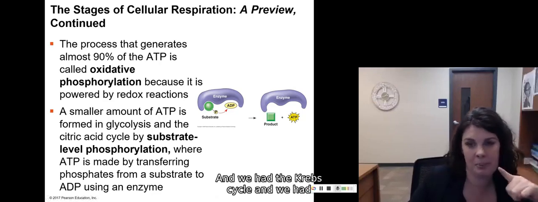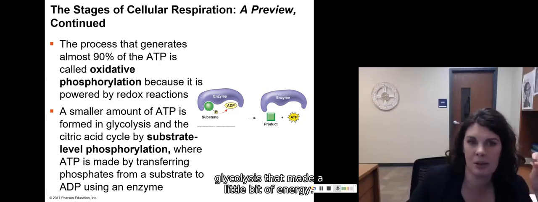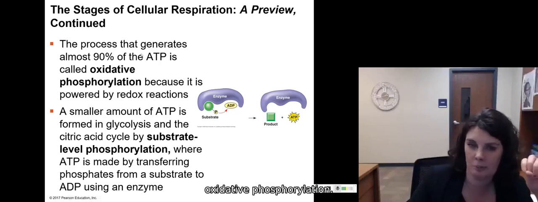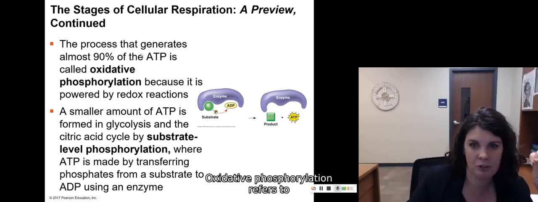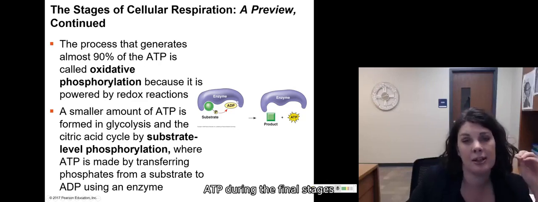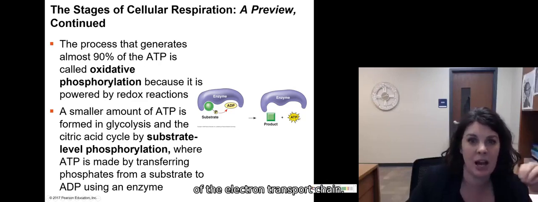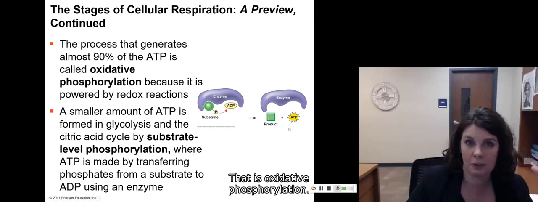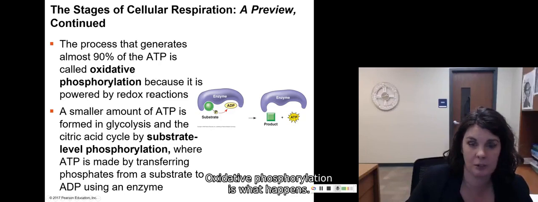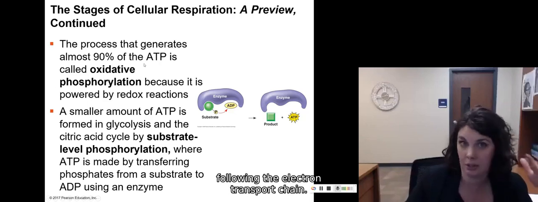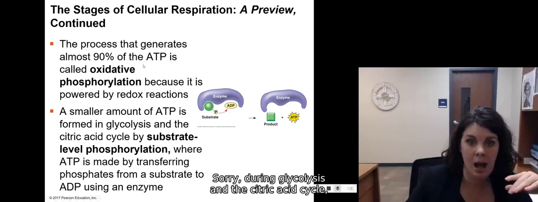cellular respiration. And we had the Krebs cycle and we had glycolysis that made a little bit of energy. But most of the energy is coming during oxidative phosphorylation. Oxidative phosphorylation refers to phosphorylating ADP into ATP during the final stages of the electron transport chain. So that is oxidative phosphorylation. If we're talking about anything else, it is not oxidative phosphorylation. Oxidative phosphorylation is what happens as a result of chemiosmosis following the electron transport chain.